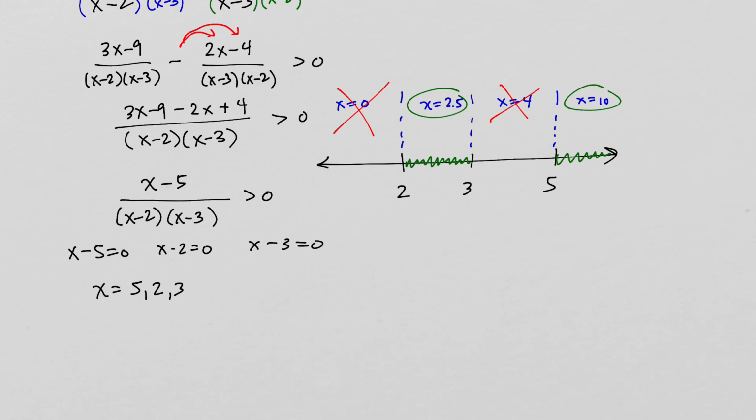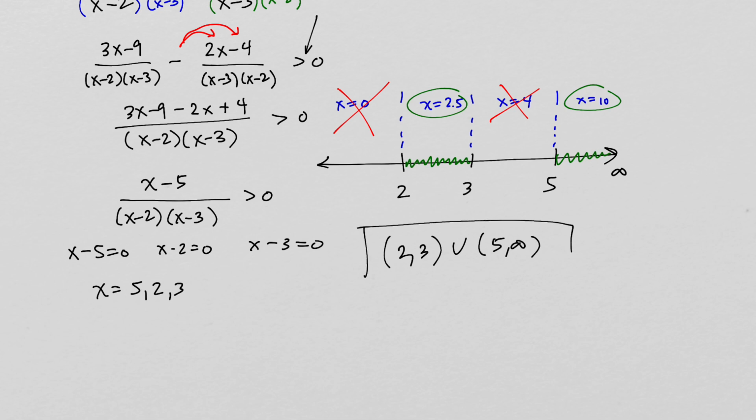Okay, once you've done that, what you should find is the numbers that work are the numbers in between 2 and 3, and the numbers that go from 5 to infinity. Now, we are not including anything here, so the interval notation is going to be all the numbers from 2 to 3, union all the numbers from 5 to infinity. Let's clean this up a little bit. There we go. And that concludes this video lesson.